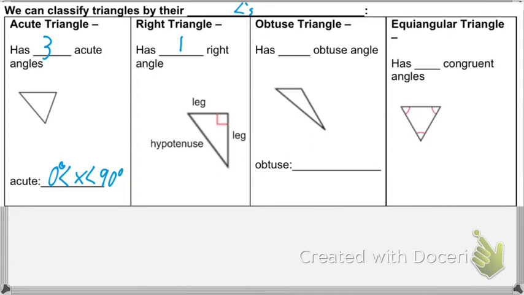Now, does anyone remember what all 3 angles in a triangle add up to? 180 degrees, right? So if one of these angles is 90 degrees, these other 2 have to add up to 90 together, right? Does that make sense to you guys? Because if one's already 90 and they add to 180, well, we take away 90, that leaves 90 degrees left for both of these 2 angles to add up to, okay?